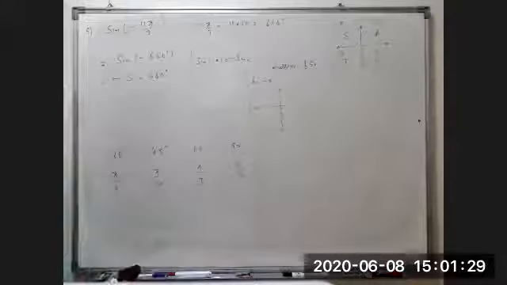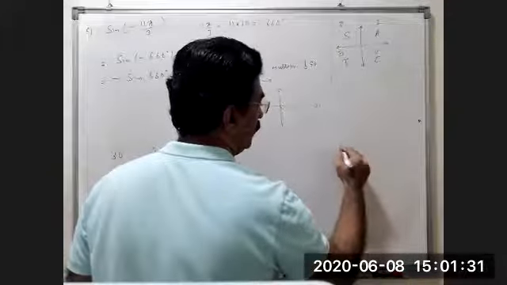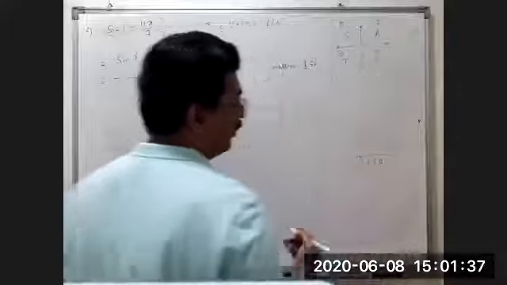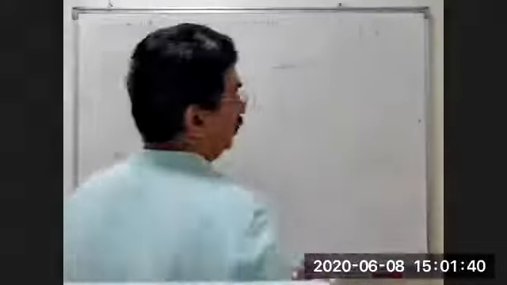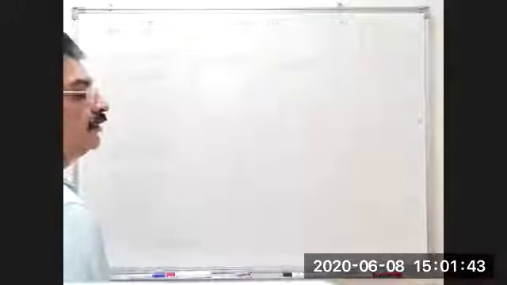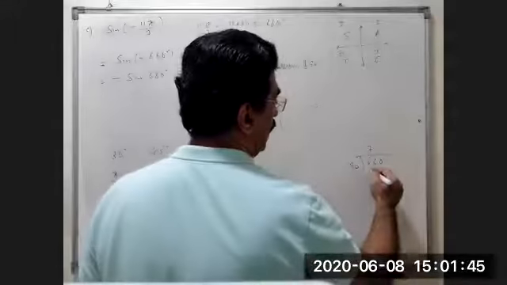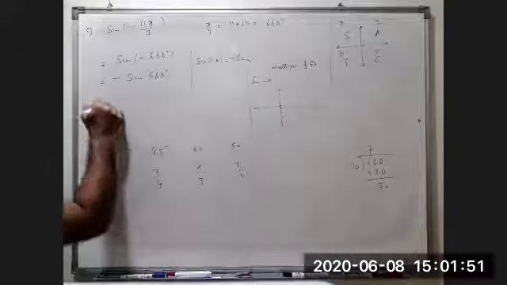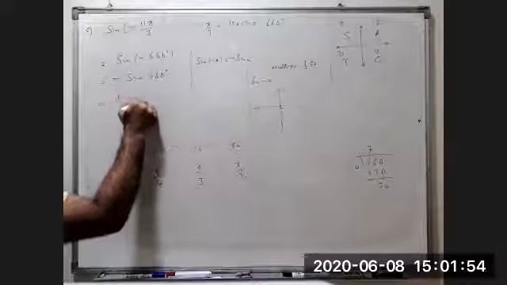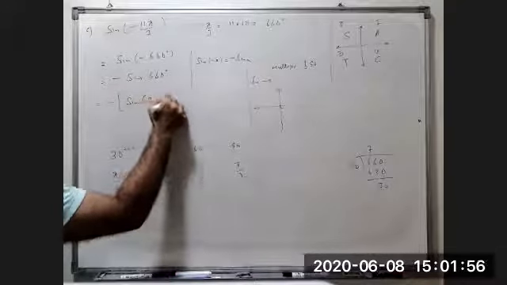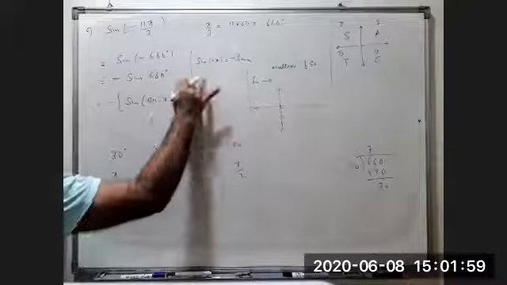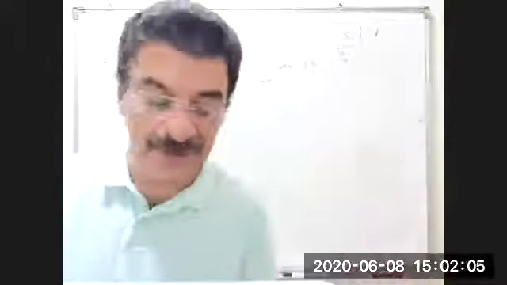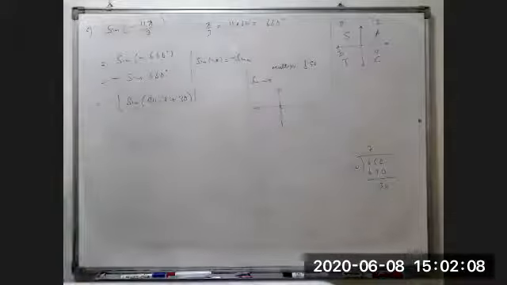Now 660 divided by 90, how many times? 9 sevens are 630. Remainder 30. So this is minus of sin of 90 times 7 plus 30. See, always the balance will be the standard angle.